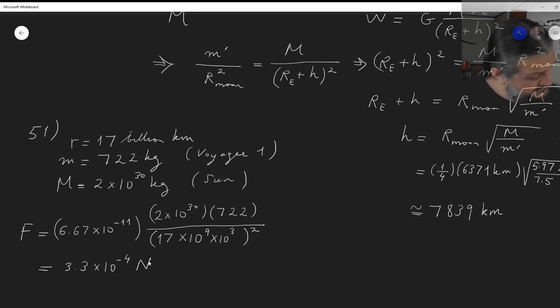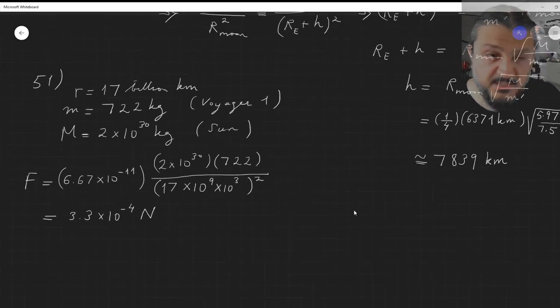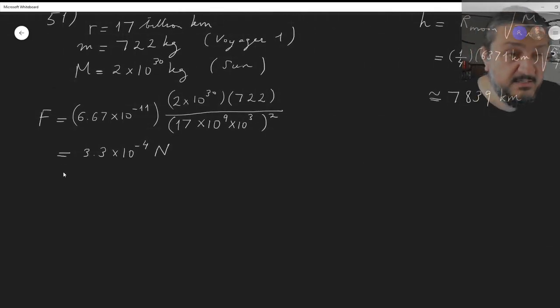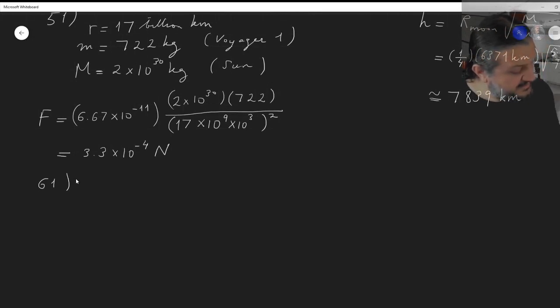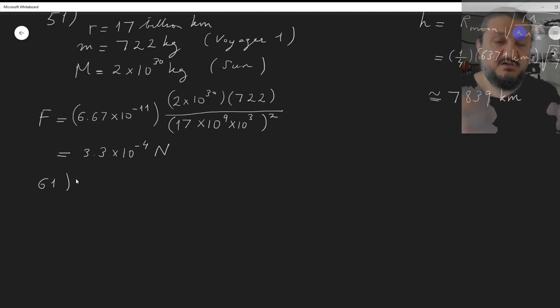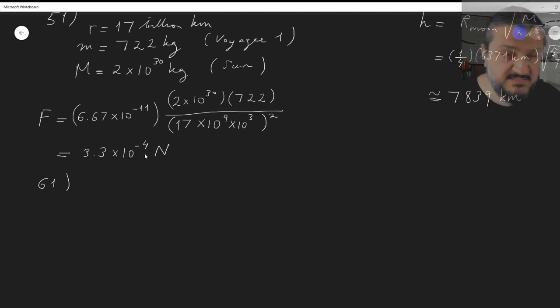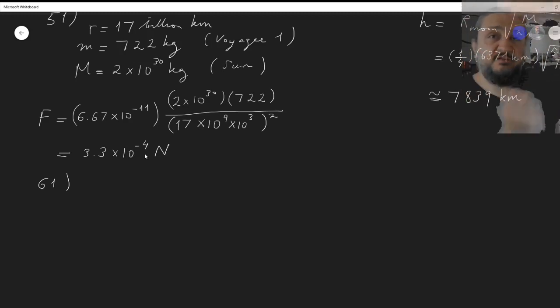Okay, let's do 61. Maybe that's more interesting. 61. A binary star system consists of two stars of masses m1 and 4m1. A binary star system is just two stars. Okay, most of the stars in the universe are binary stars. Our sun is not. But those two stars have comparable masses, as in the case here, m1 and 4m1. If they're comparable in size, instead of one going around the other, like planets do, they actually go around each other like this.